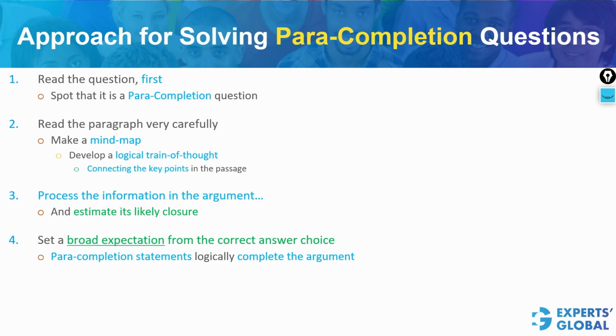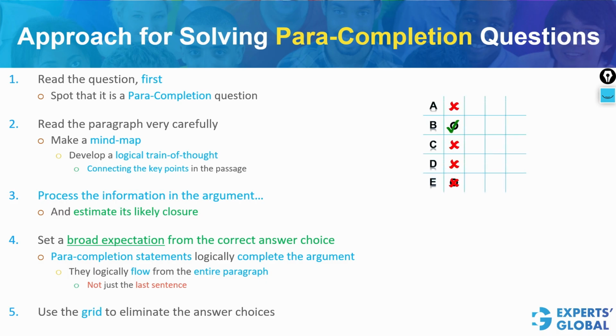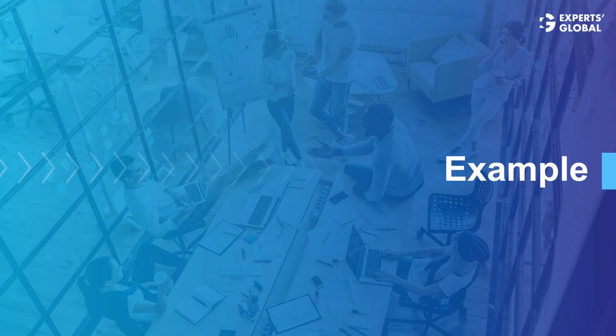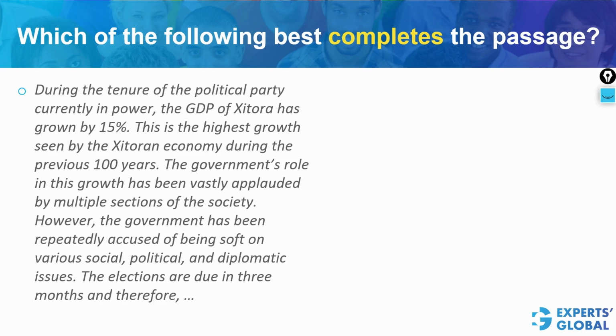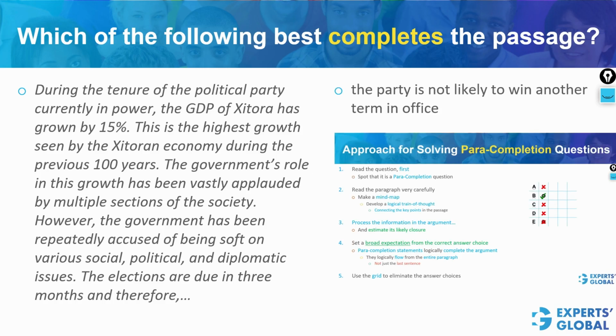Remember, para-completion statements logically complete the argument. They flow from the complete paragraph, not just the last sentence. As always, use the grid to eliminate the answer choices. Let's take a basic example. Here is the question stem, an incomplete paragraph, and here is an answer choice. This is the approach we discussed for solving para-completion questions.